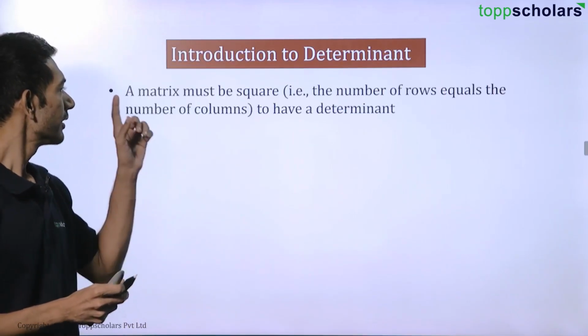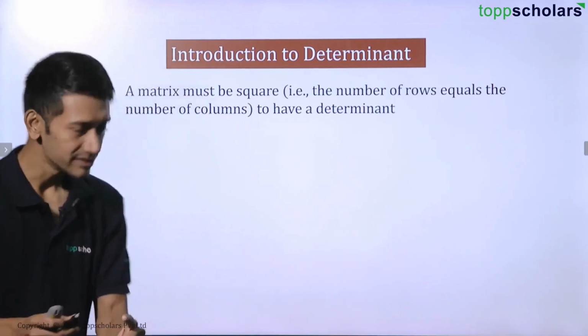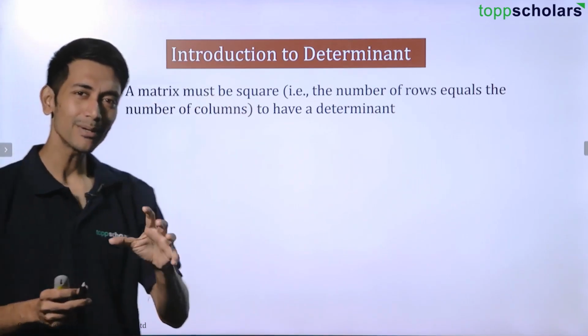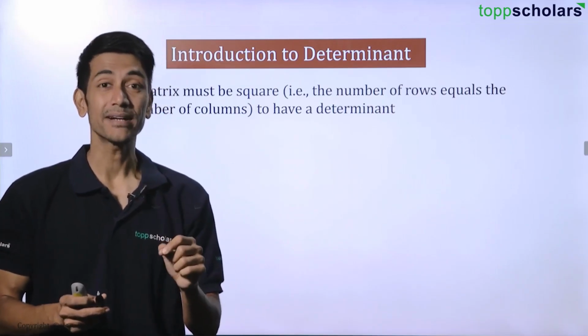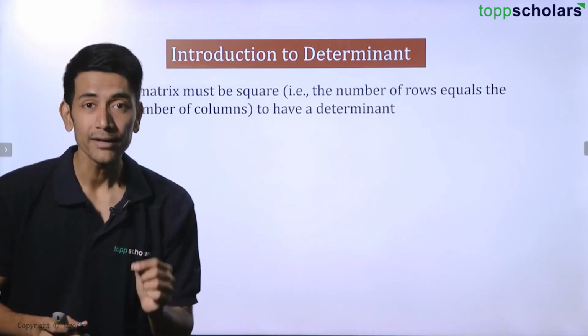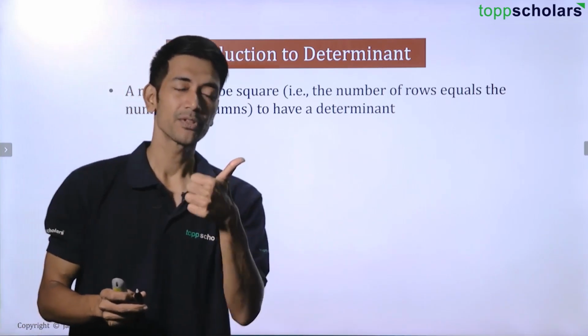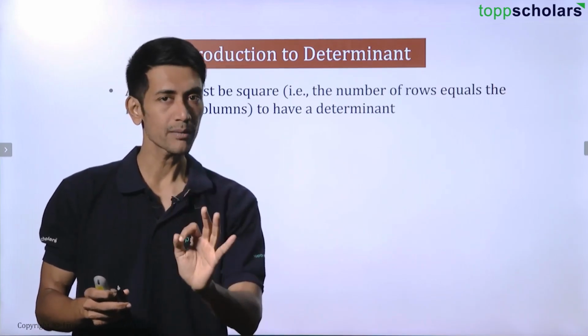To get a determinant, we need a matrix first. A matrix must be square. Do you remember what a square matrix is? Correct. A square matrix is a matrix where the order is m cross m, that is, the number of rows is equal to the number of columns. Then we call the matrix a square matrix.